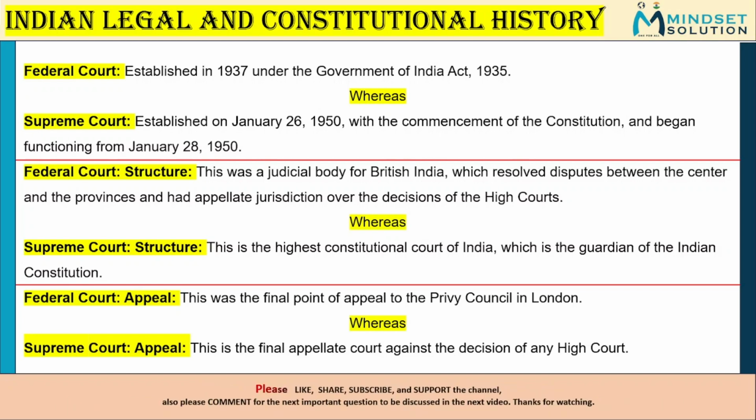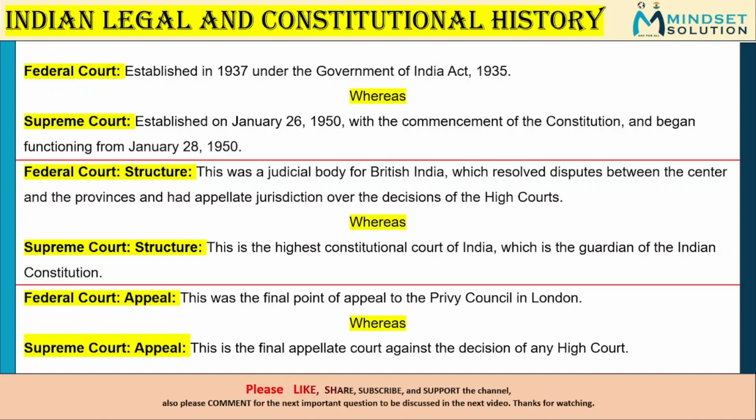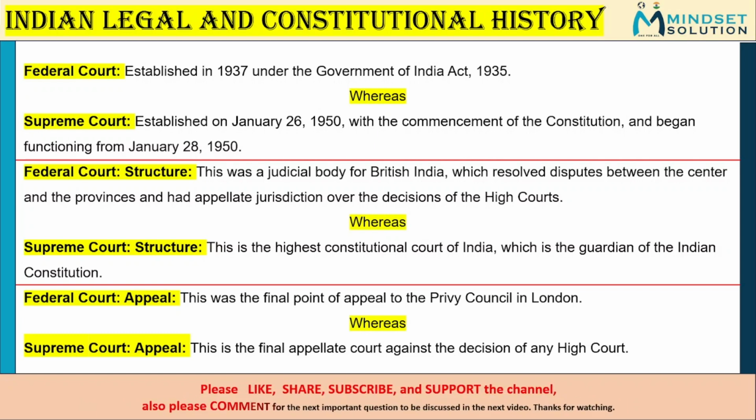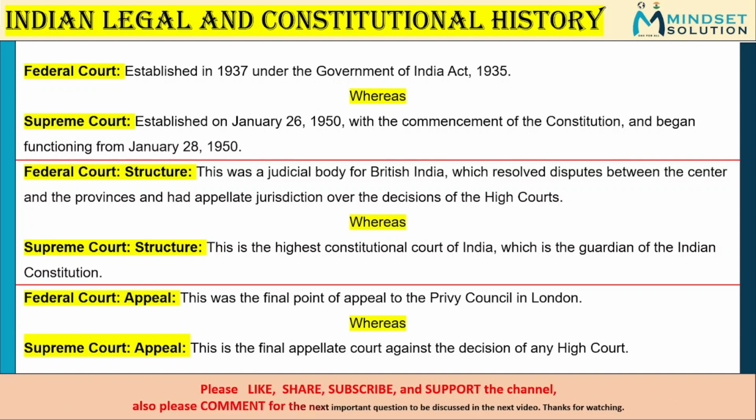Next point is Federal Court appeal. This was the final point of appeal to the Privy Council in London. So in the Federal Court, the final appeal point is the Privy Council of London, whereas the Supreme Court is the final appellate court against the decision of any High Court. If there is any decision from the High Court, you can appeal to the Supreme Court, but in the Federal Court you have to appeal in London to the Privy Council. So this is the difference between the appeals.